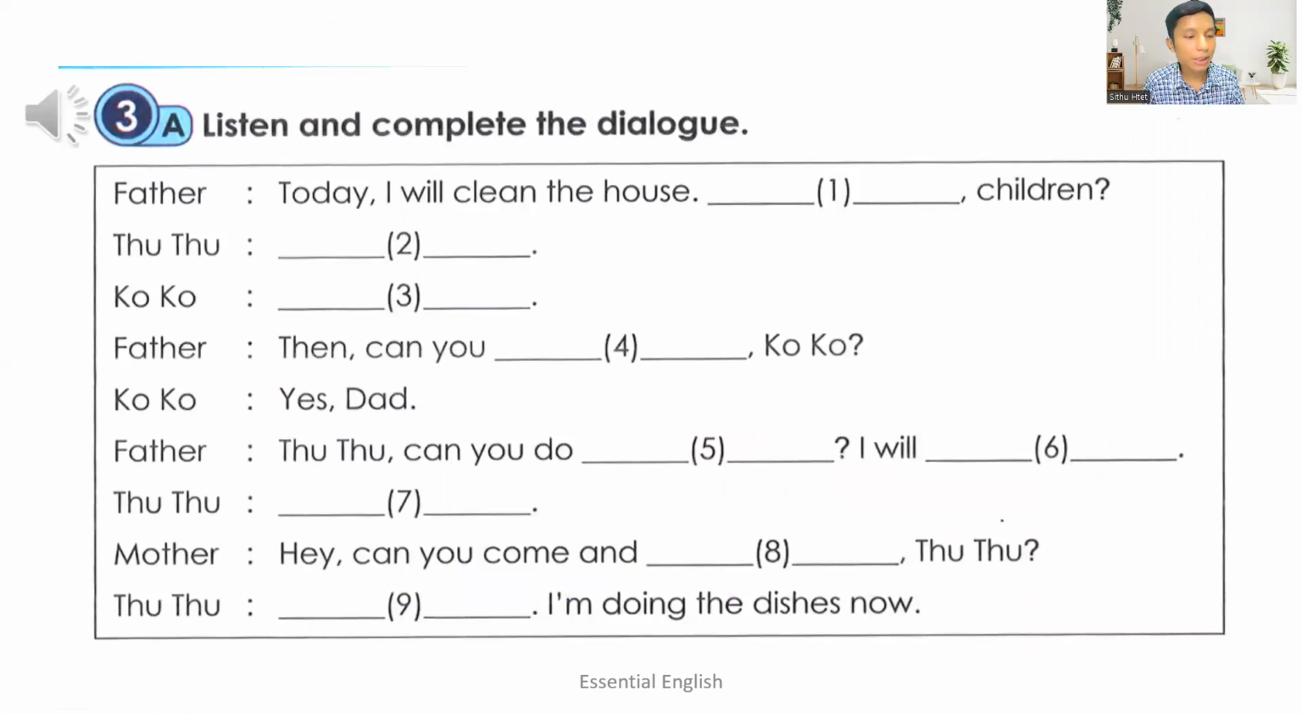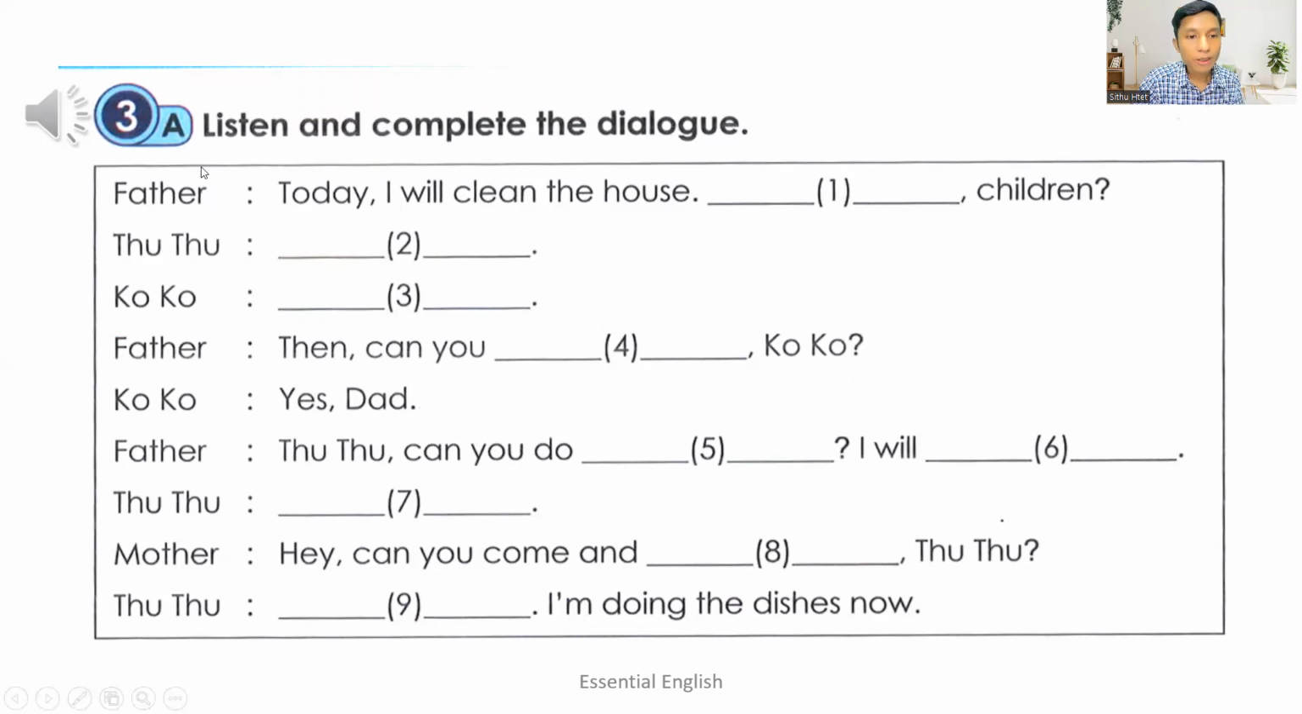Exercise 3A. Listen and complete the dialogue. So this is for your listening practice. First, you need to listen to a dialogue. While you are listening to the dialogue, try to complete the blanks. Okay. It may be impossible for you to complete the blanks when you listen to it for the first time. So I will play the recording again. So please complete the blanks and check your answers.